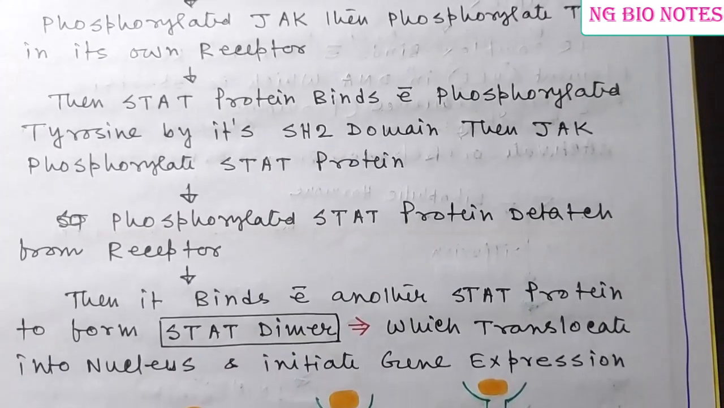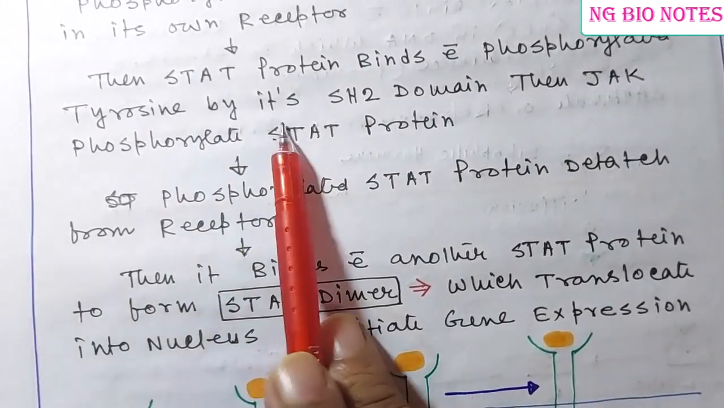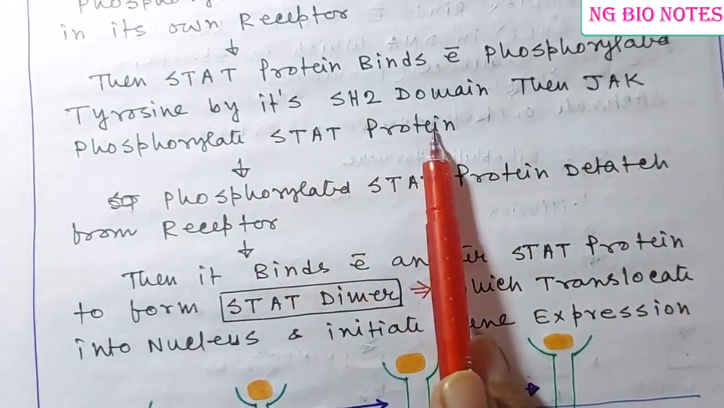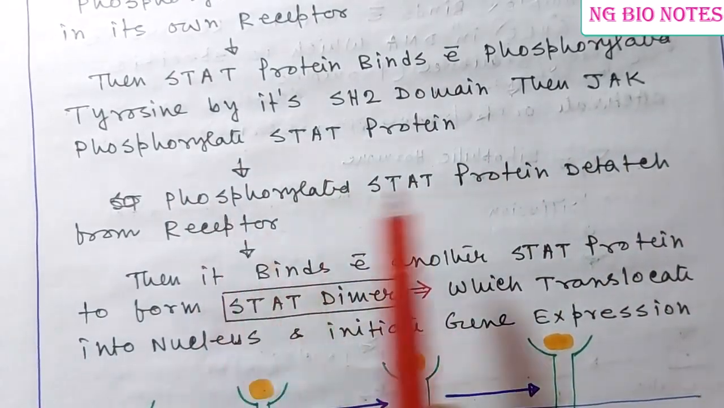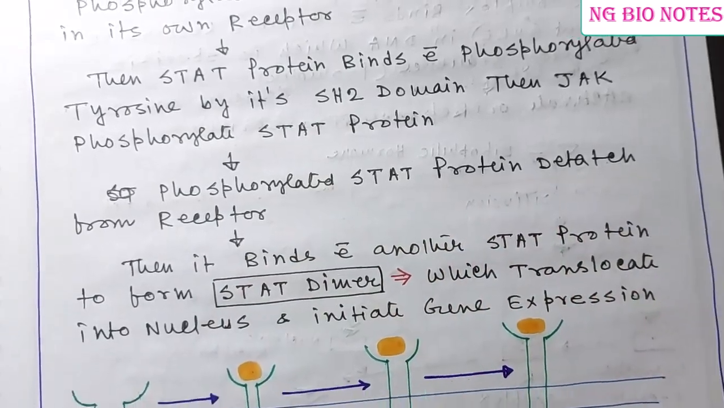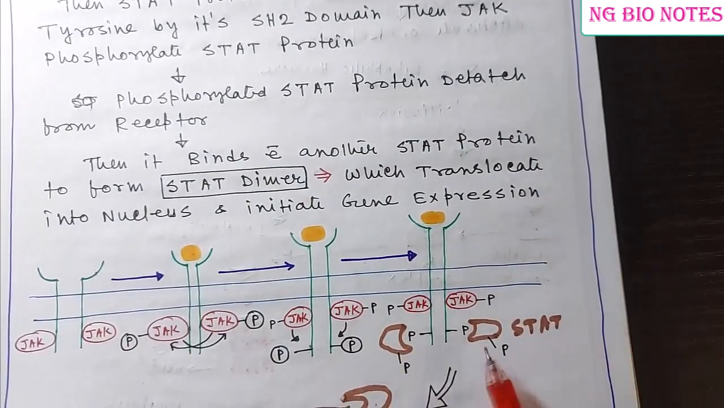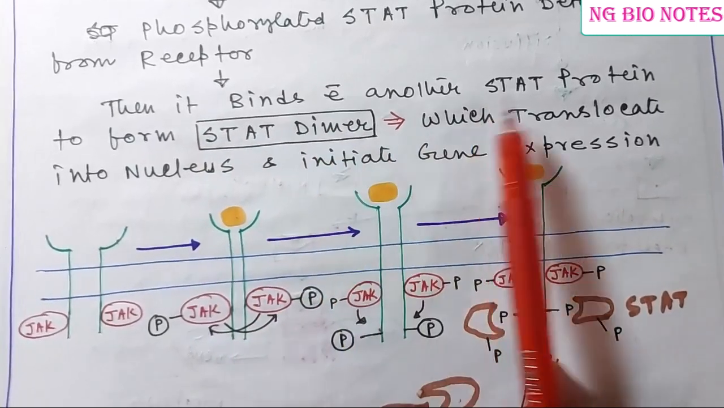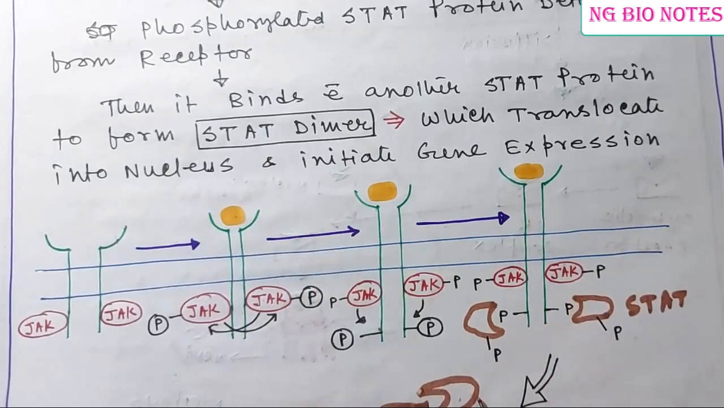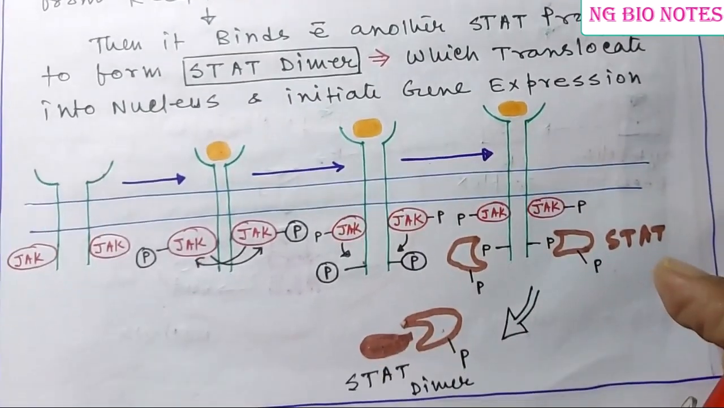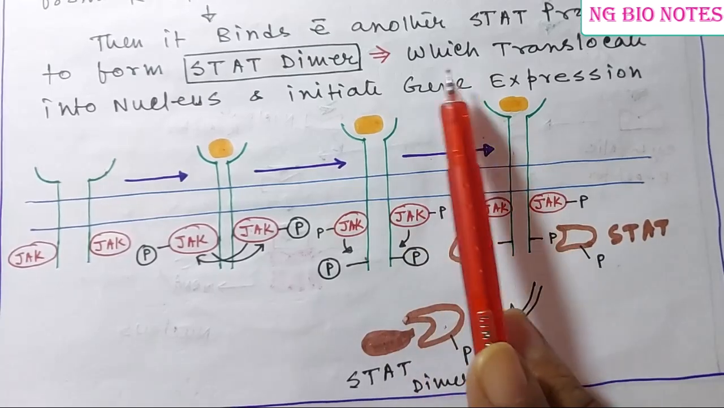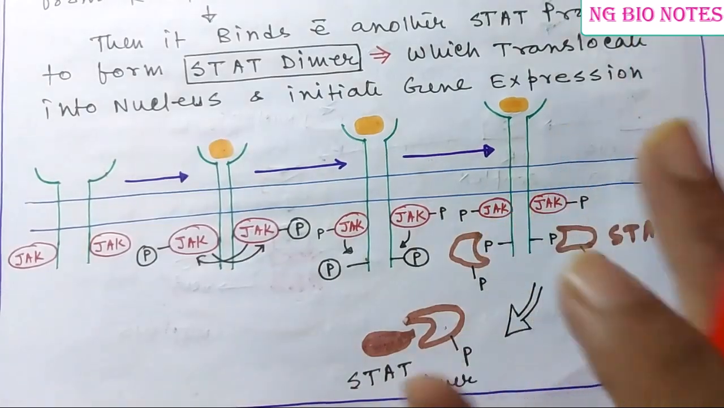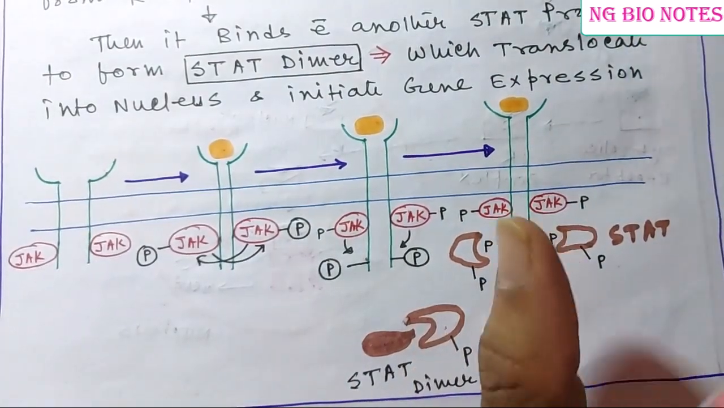Now a Stat protein binds with the phosphorylated tyrosine by its SH2 domain, and then the Jak phosphorylates the Stat protein, okay? Then the phosphorylated Stat protein detaches from the receptor, as you can see here, and binds with another Stat protein to form the Stat dimer. So this is the Stat dimer, which translocates into the nucleus and initiates gene expression. This is actually the process of the Jak Stat pathway.